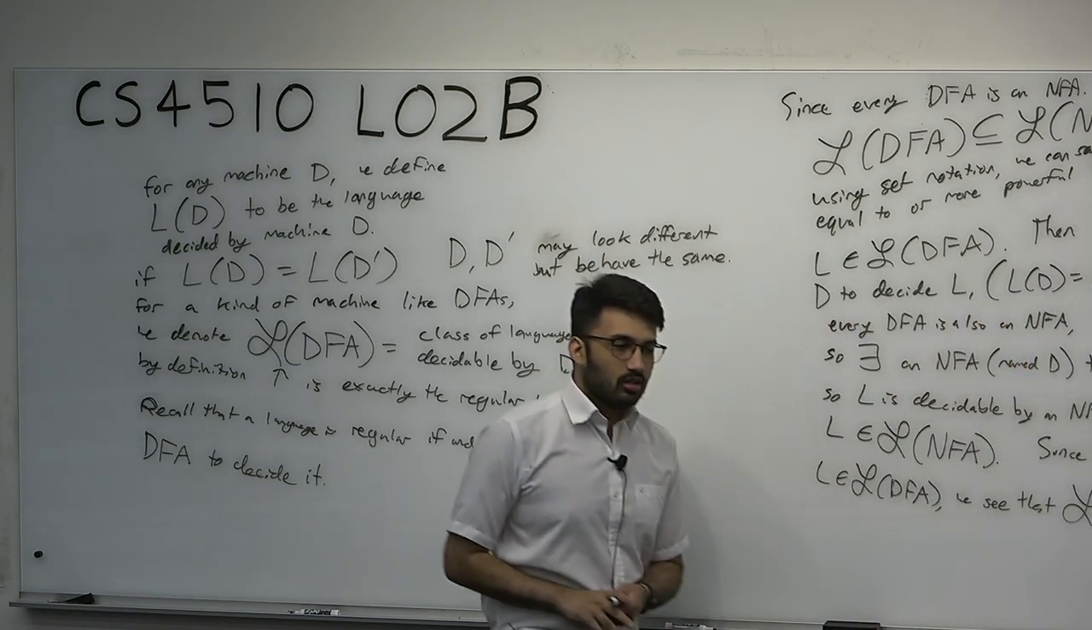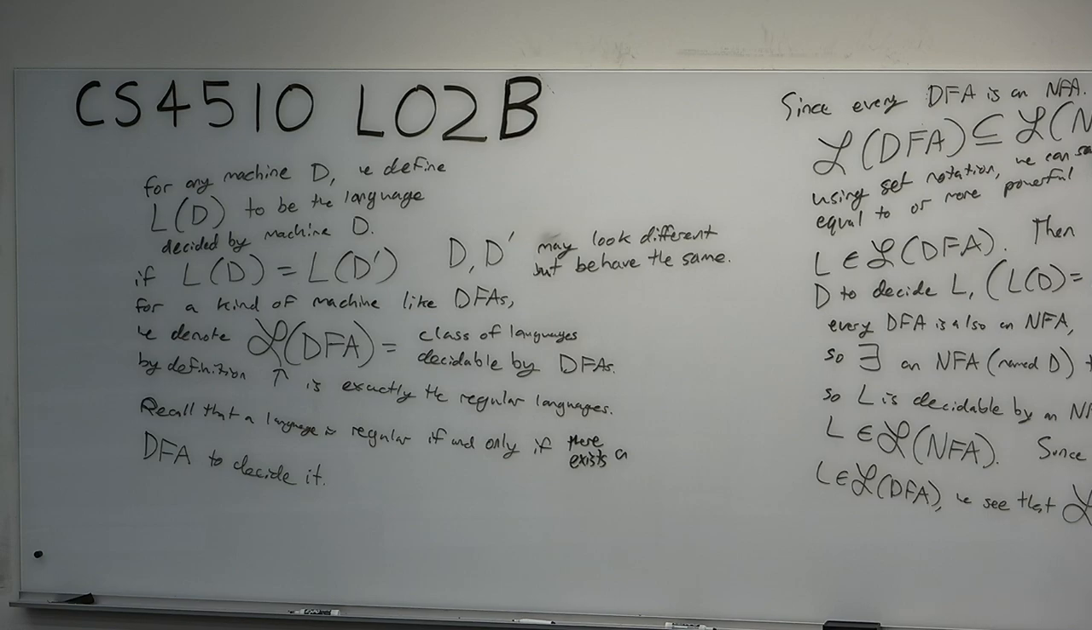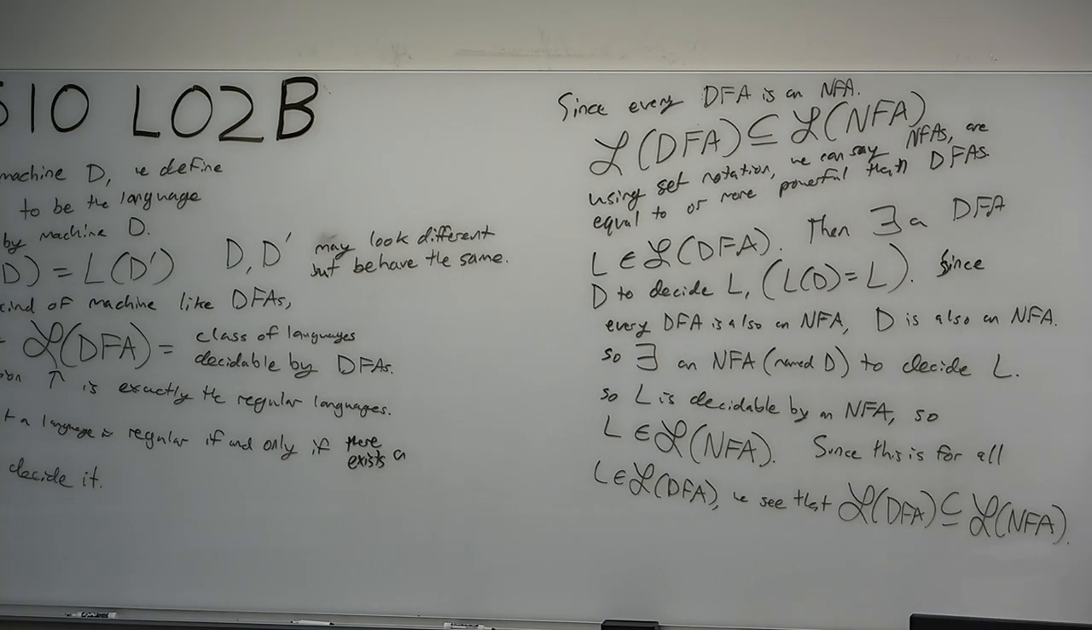This proof is really, really verbose. There's a lot of writing. I don't think it's all necessary. I think maybe it should be obvious that if something was decidable by a DFA, every DFA being an NFA, it's also decidable by an NFA. I just wanted to be verbose with the proof here, show you what one might look like.